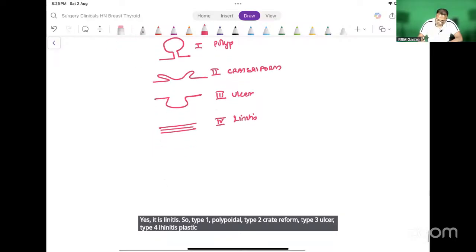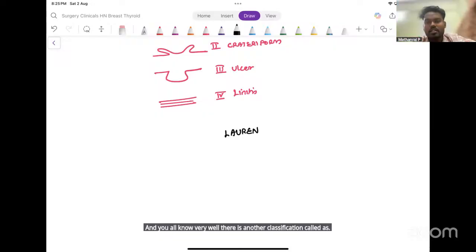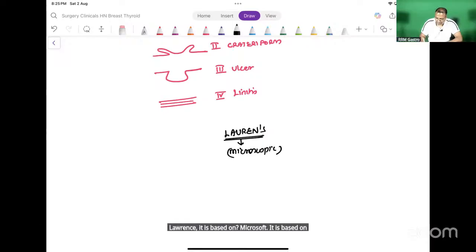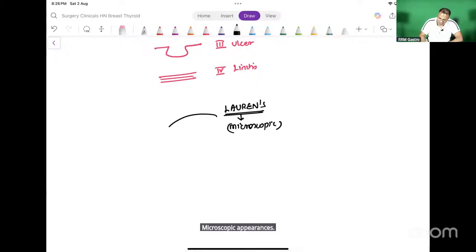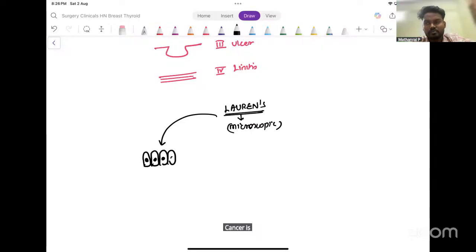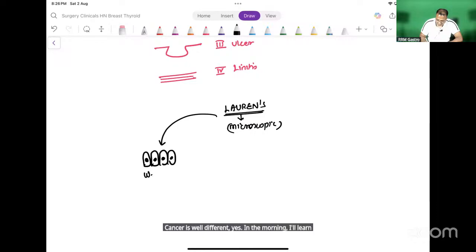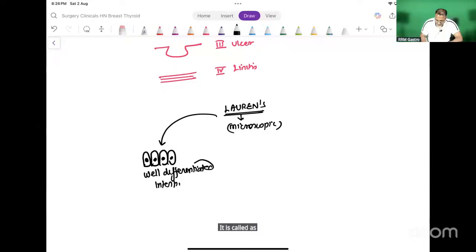This is Borrmann's classification. And you all know very well there is another classification called Lauren. It is based on microscopy. See, Borrmann is gross appearance, Lauren is microscopic. In Lauren, you have two types of cells. Which cancer is well differentiated like this? இந்த மாதிரி நல்லா இருந்துச்சுன்னா it is well differentiated, intestinal type. It is called as intestinal type.